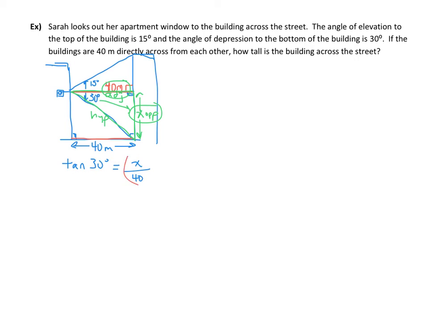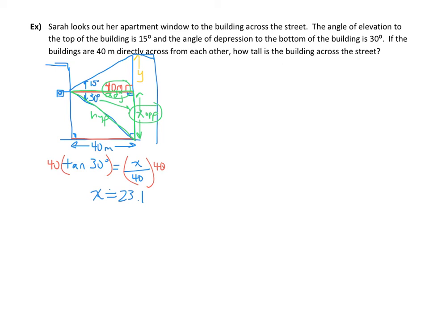Now to get x by itself, it's being divided by 40. Let's undo that by multiplying both sides by 40. And then we pop that into the calculator, nice and easy. The tan of 30 degrees times 40 equals, I got about 23.1. So that piece, x, is approximately 23.1 meters. X is approximately 23.1.